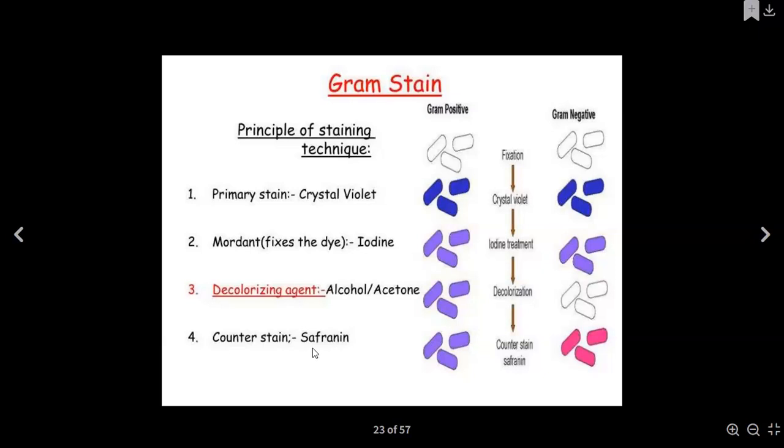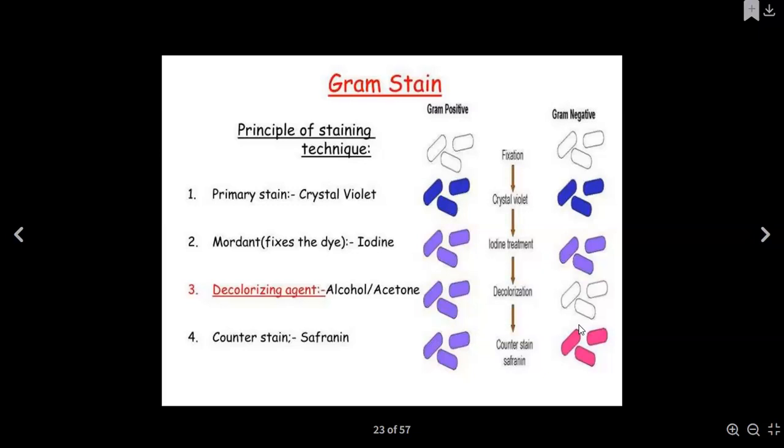So this is the principle. Once you put the crystal violet, they both were blue. We fixed it with iodine, the mordant, but when we decolorize, this is where the change comes. In gram positive, they retain the crystal violet color, but in gram negative, because the peptidoglycan layer is not thick, it hasn't taken up as much crystal violet. It's easily decolorized. That's why when you put the counter stain, safranin, gram negative does take up the safranin.